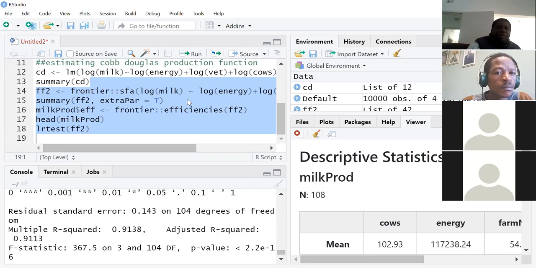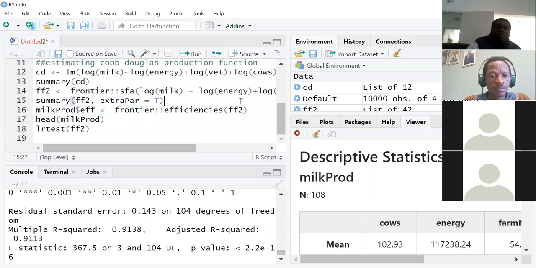Now, we want to know what percentage of changes in milk is explained by the independent variable. So in this case, we say 91%, because this is 0.91, 91% variation in milk is explained by the independent variables, which are energy, vet, and cow. That is what this 0.91 is showing us.